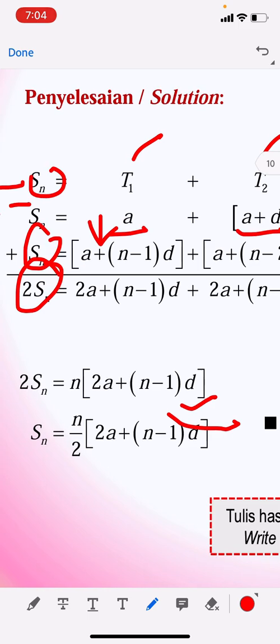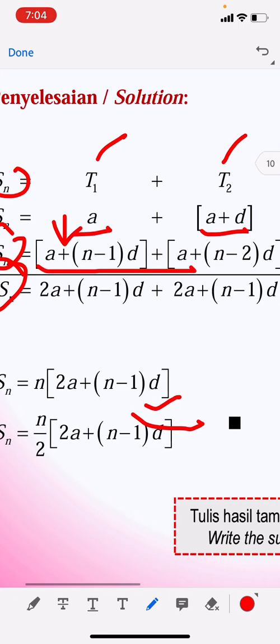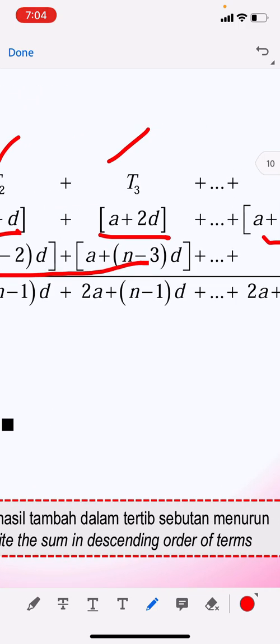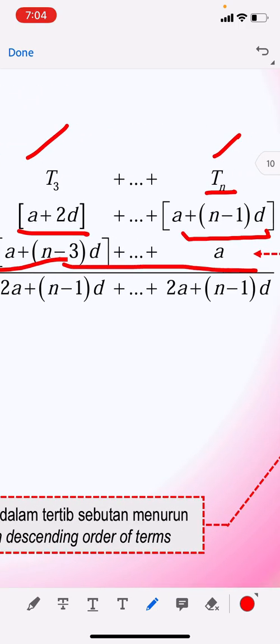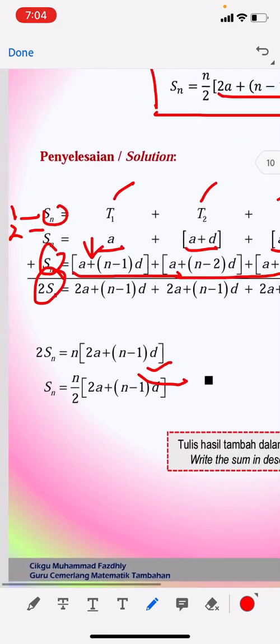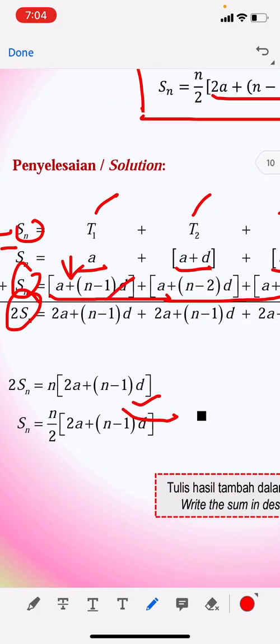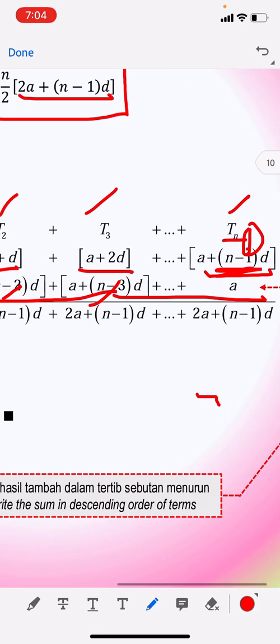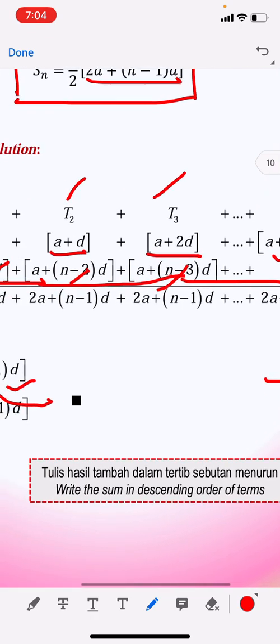And then this Sn is actually you reverse, you write from the back to front. From here, this term you write as number 1 term. See or not? So you just reverse, terbalikan. Then you have to keep on minus 1, and then the last term will be A.